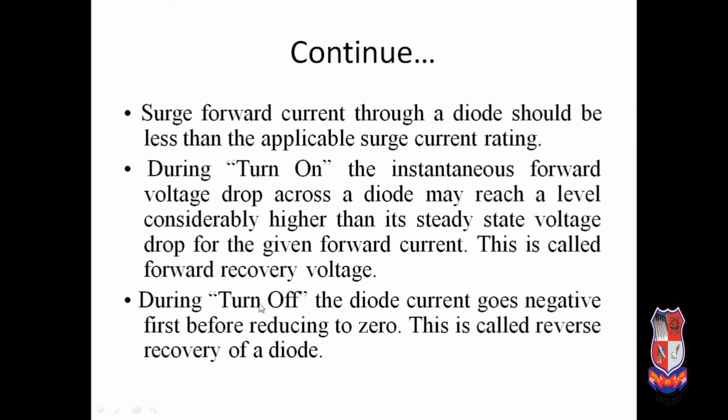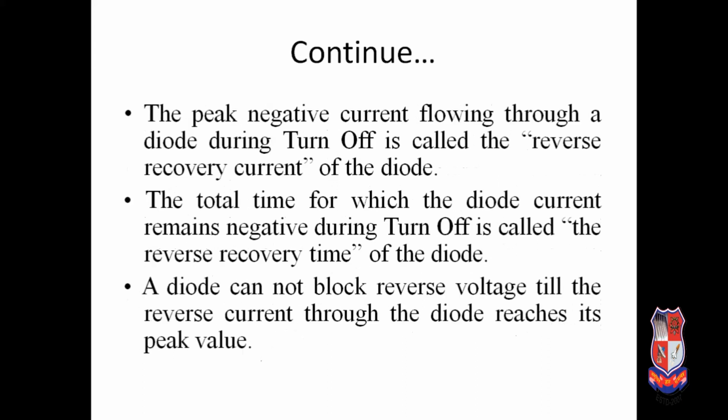Okay. Now during the turn off, the diode current goes negative first before reducing to zero, and gets its first peak. That is nothing but the reverse recovery of the diode, and that peak is the reverse recovery current, IRR. The peak negative current flowing through the diode while turning off is called the reverse recovery current, as I told you earlier.